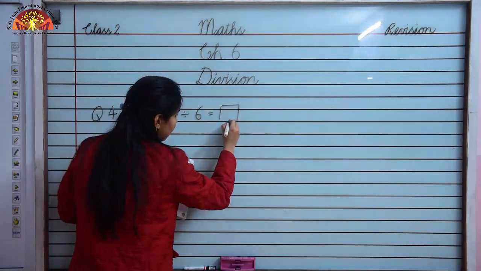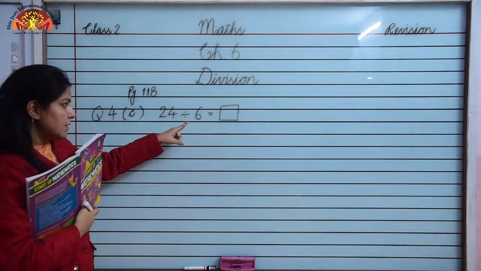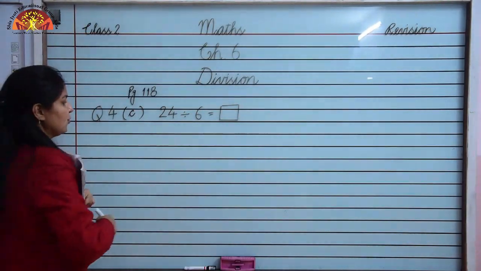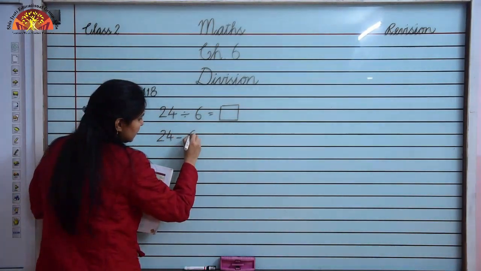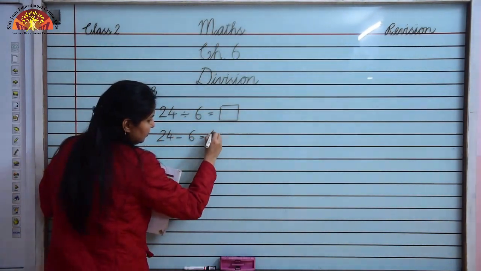So children, what will we do? We will subtract 6 first from 24. So 24 minus 6 is equal to 18.